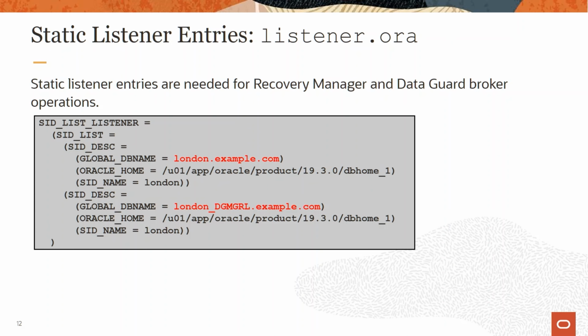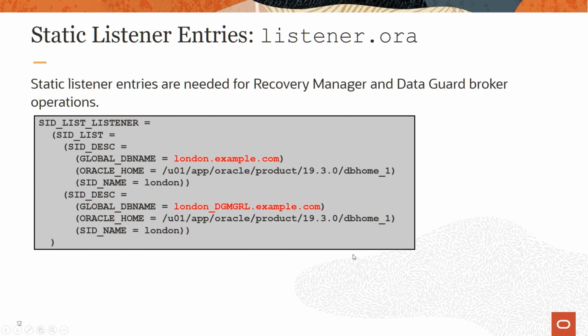Meaning that regardless of the database instance, your listener must be aware of certain services in the Data Guard environment to support RMAN, especially creation of a physical standby database, and also to support Data Guard broker operations, for example, role transition service. So we actually use a static service registration.